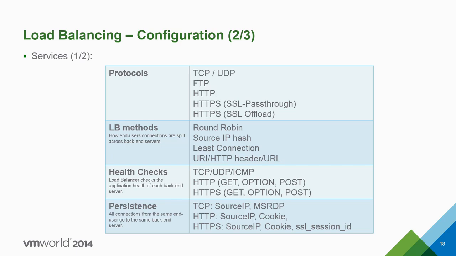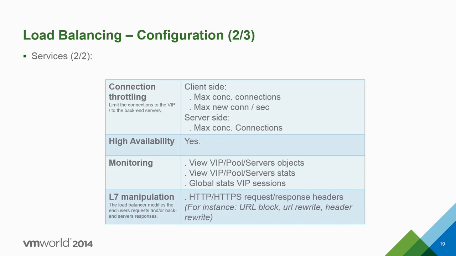We have different kinds of load balancing methods, different kinds of health checks, different kinds of persistence. We can limit the number of connections to the VIP per second, in total, and the same on the servers, plus stats. We can do some funky stuff on layer 7 for HTTP, HTTPS, like if the request comes with /private, you're not authorized to access the server if it comes from outside. It's not as rich as iRules on F5, but it's pretty decent on HTTP, HTTPS.